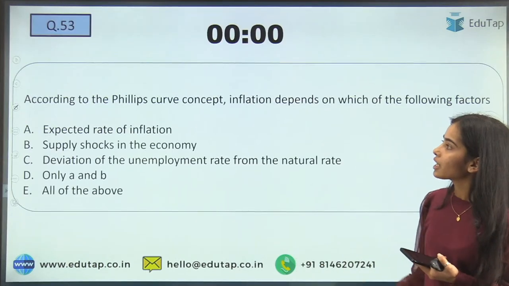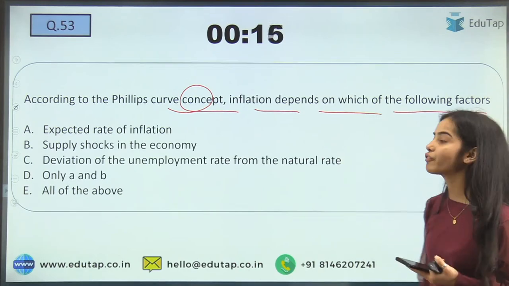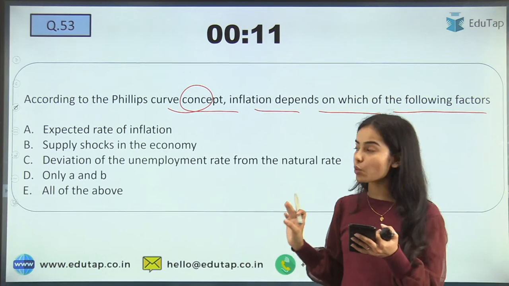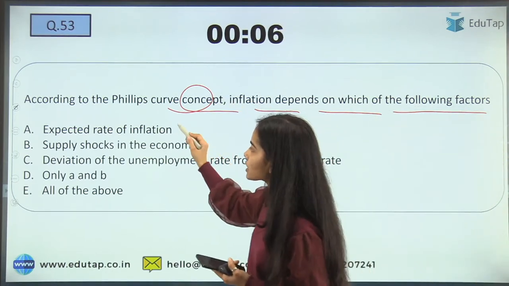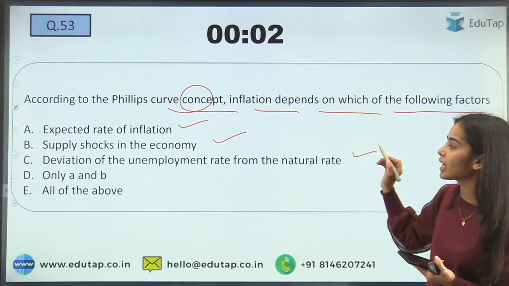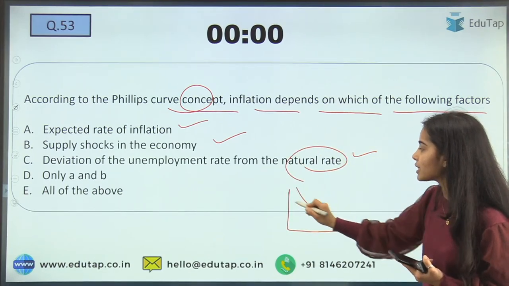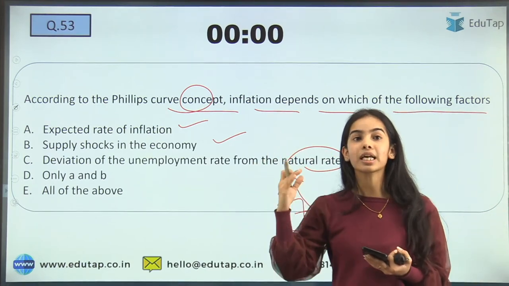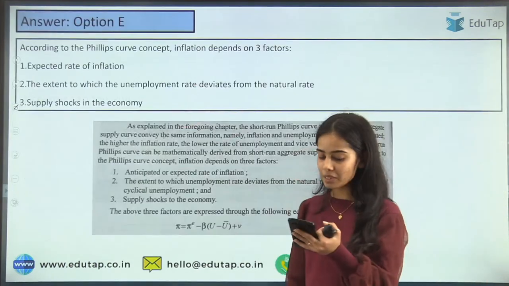So next question is, according to the Phillips curve concept, inflation depends on which of the following factors? In this question, you should not even take 10 seconds to answer. We have done it so many times that you should directly answer this one. The Phillips curve concept depends on the expected rate of inflation. It depends on the supply shocks in the economy, and deviation of the unemployment rate from the natural rate. And the Phillips curve says that there is an inverse relationship between inflation and unemployment rate. When inflation is increasing, unemployment is decreasing. When inflation is decreasing, unemployment is increasing.